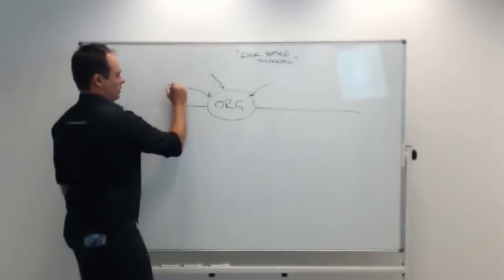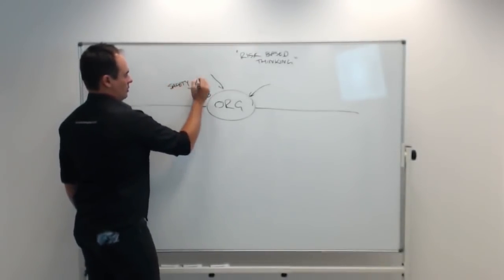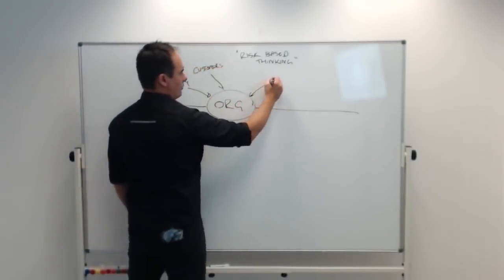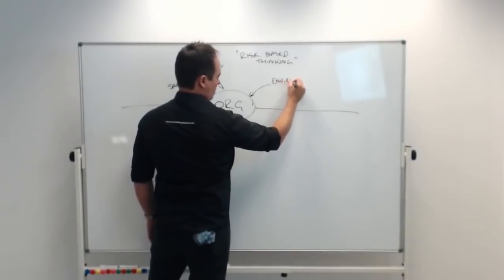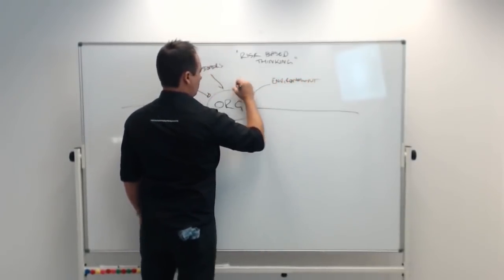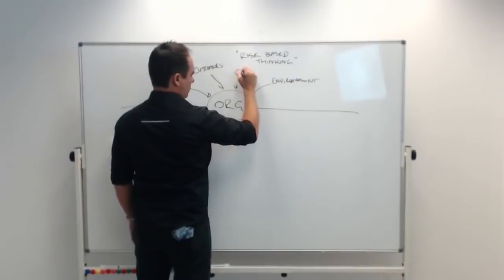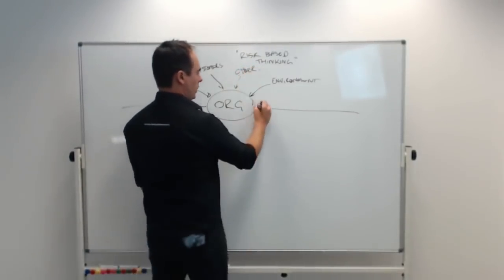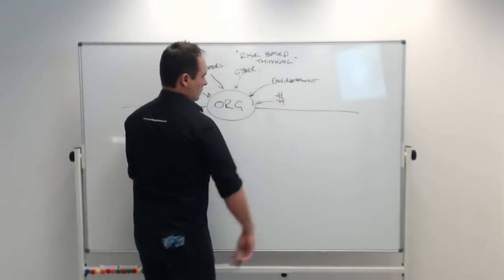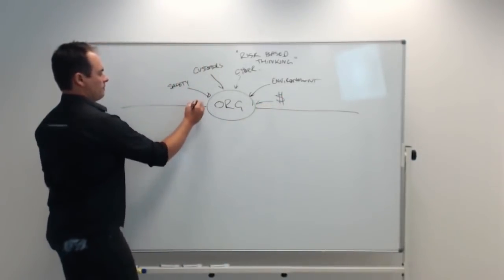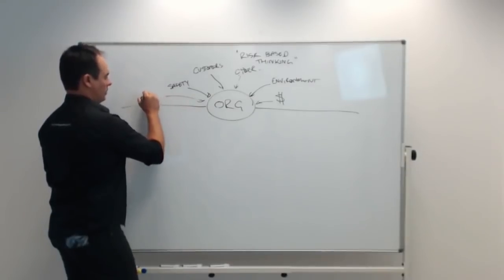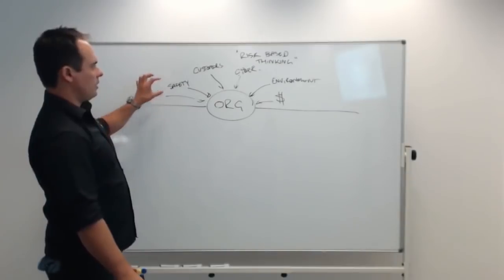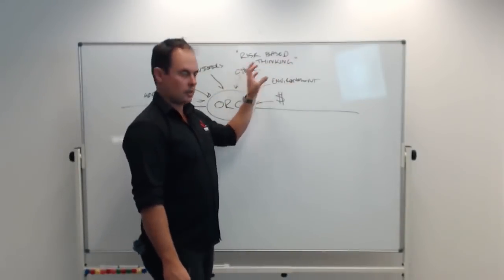So we've got safety. We've got customers. We've got the environment. We've got cyber threats, or cyber security, or information security. We've got financial. We've got all the other laws, if you like, government laws, that don't fit into that. We've got all of these areas of threat or risk, if you like.